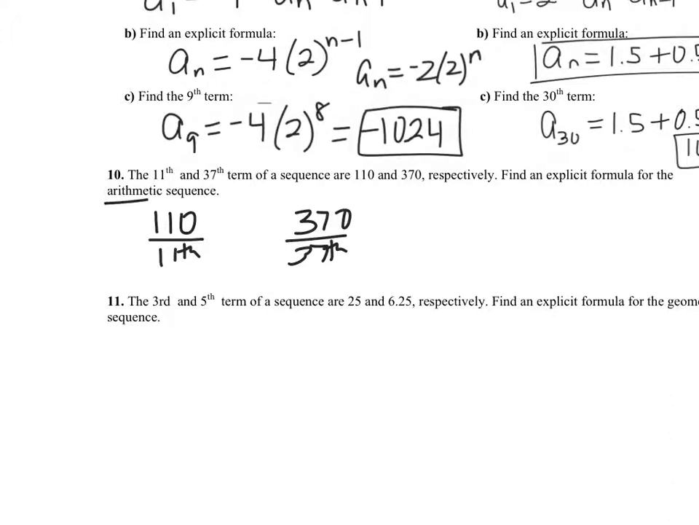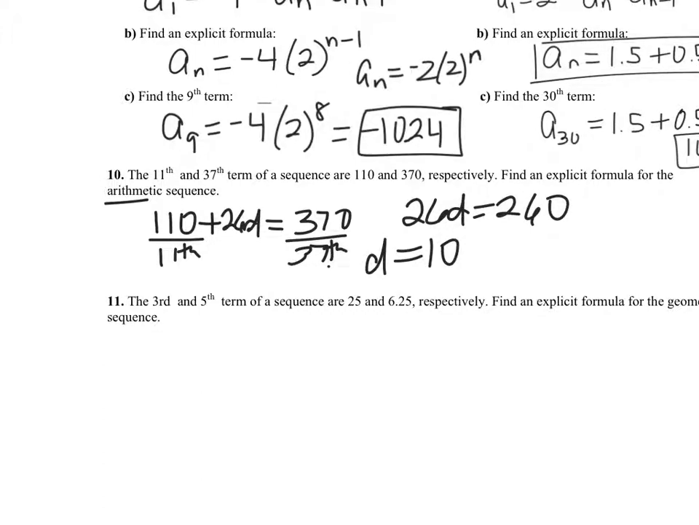And so if I were going to take 110, I would need to add D how many times to go from 11 to 37? 26 times? And that would equal 370. Okay? You take 110, the 11th term, add D 26 times to get 370. So we're going to subtract 110. 26D equals 260. So D equals 10.